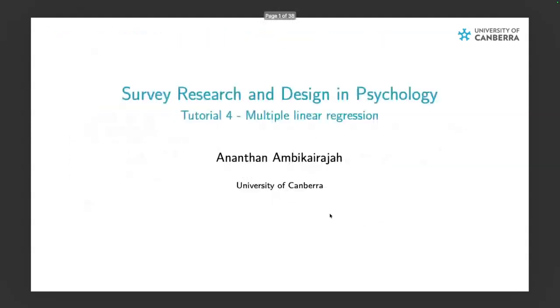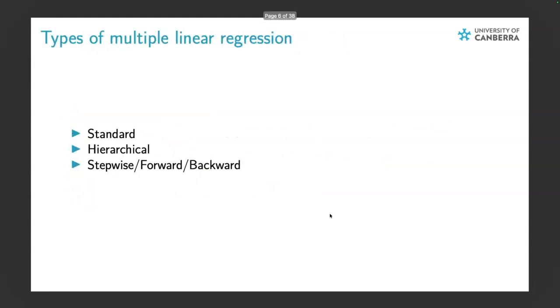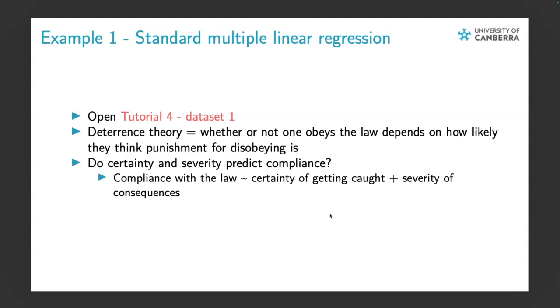So all the slides are there. These are what I was talking through, really the overview of the background for today's tutorial. So the standard multiple linear regression: here we're going to be looking at the example of deterrence theory. So whether or not one obeys the law depends on how likely they think punishment for disobeying is. And so the question we're asking is, do certainty and severity predict compliance? So here's certainty of getting caught and severity of consequences. And our dependent variable here is compliance with the law.